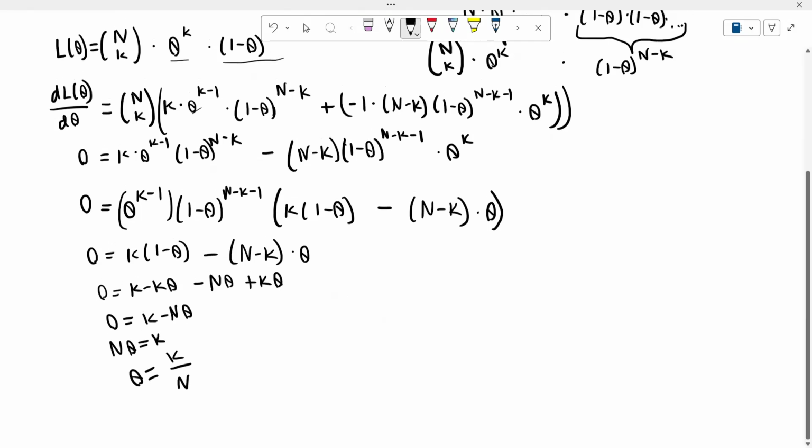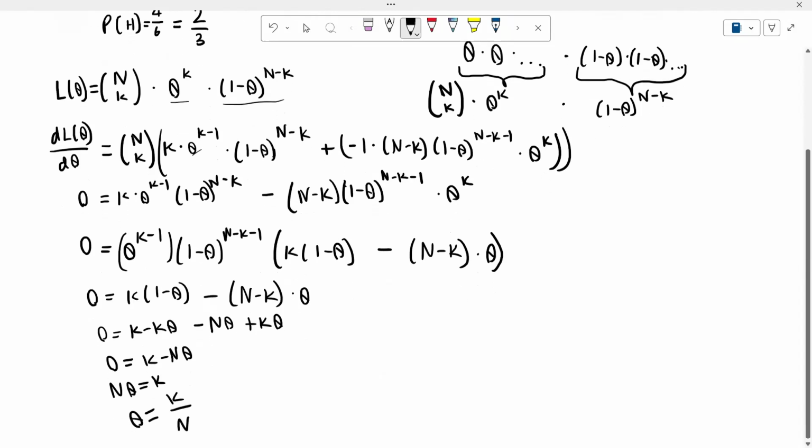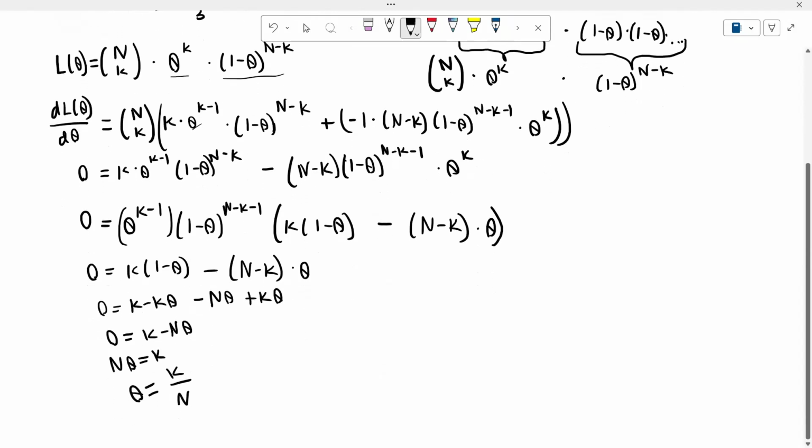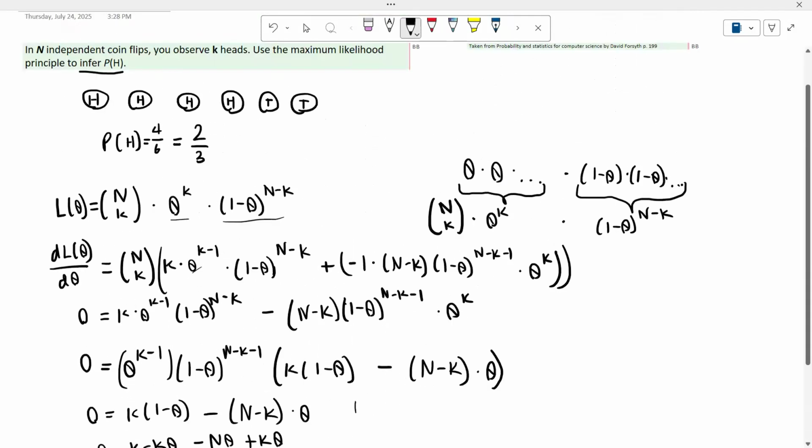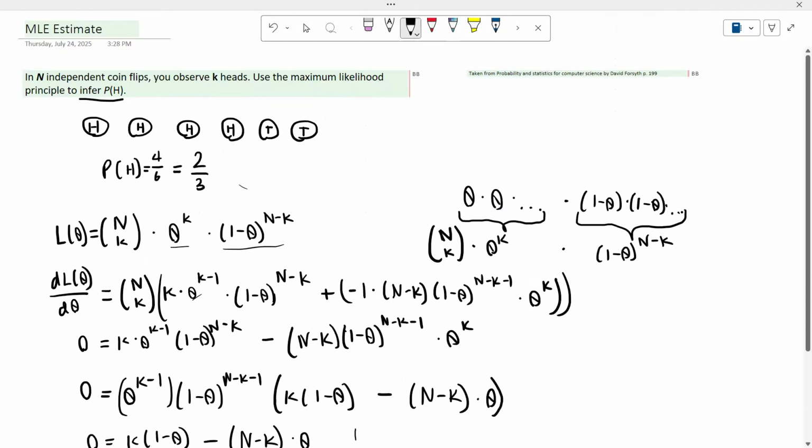So seeing this, we can kind of see that if we flip the coin and observe k heads over n total flips, we expect that the probability of flipping heads is going to be k heads over n total flips. And we can see that actually does match what we expected from our situation above.